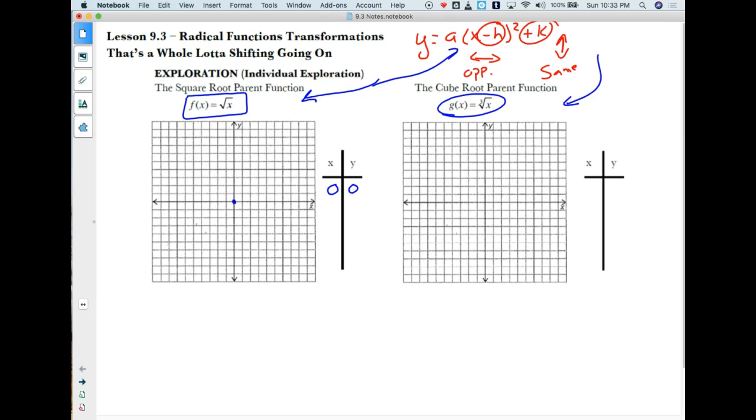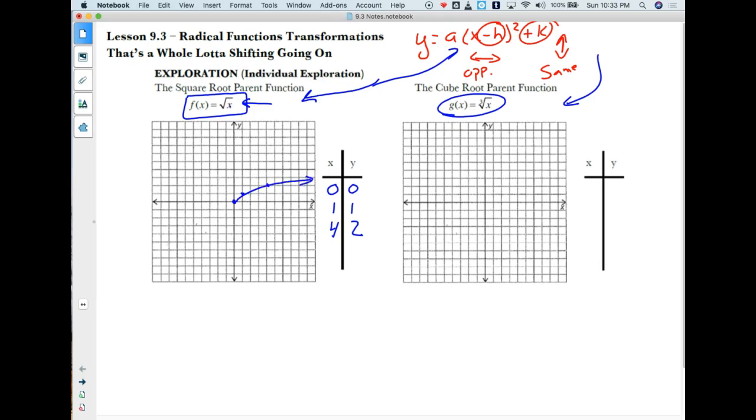Next number I plug in, well, I'm trying to think of what's the next perfect square I can plug in there. Well, that would be 1. The square root of 1 is 1, so I'd go over 1 up 1. I definitely wouldn't want to put a 2 in there because I don't know what the square root of 2 is. I don't know what the square root of 3 is. I know about what they are, but I want to know exactly what they are. So if I put a 4 in there, I know the square root of 4 is 2. So I'd go over 1, 2, 3, 4, and I'd go up 2. And there is my square root function.